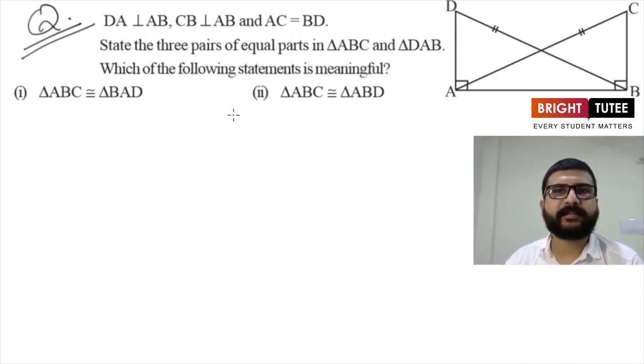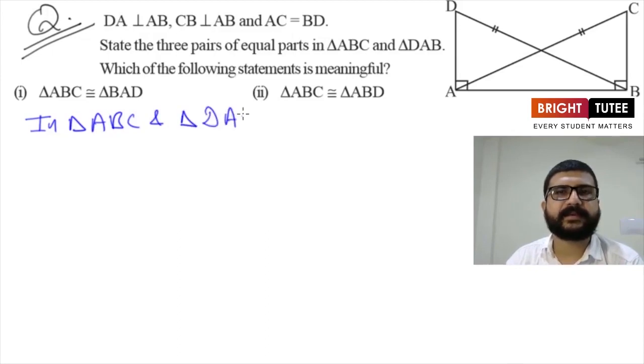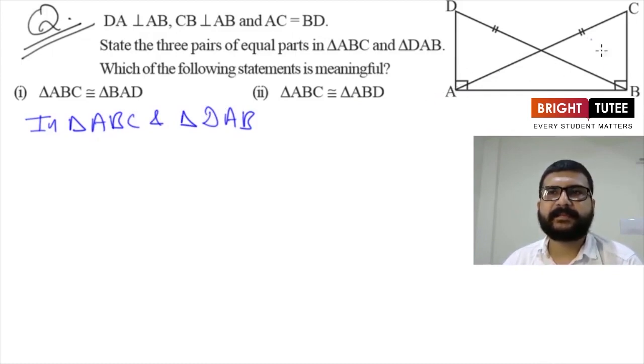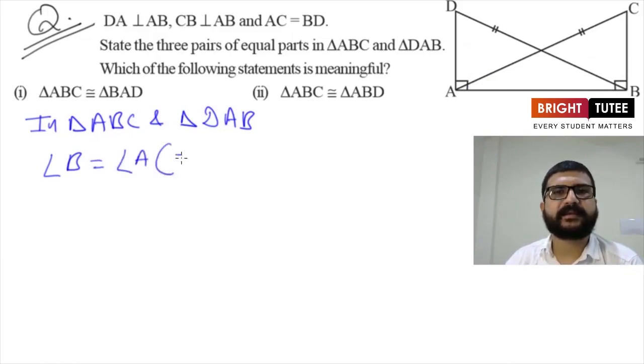So what are the three pairs of equal parts? Let's write it here. In triangle ABC and triangle DAB, one of the angles is 90 degrees. In triangle ABC, angle B is 90, and in triangle DAB, angle A is 90. So it means we can write angle B is equal to angle A. They are equal to 90 degrees each.